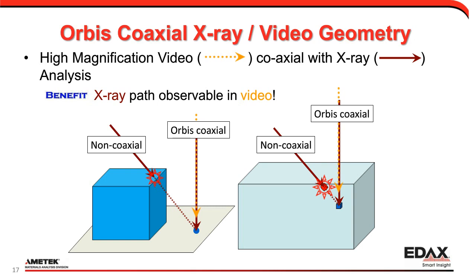So with the Orbis coaxial design, where the X-ray path is observed in the video, here's a couple of different sample scenarios where I know when I'm looking at that inclusion in the sample, or I know I'm looking at that spot on the topographical sample, I can measure with confidence with the coaxial design in the Orbis. I know I'm hitting that part of the sample. With the non-coaxial design, I'm never really quite sure whether I'm measuring the right spot or not.